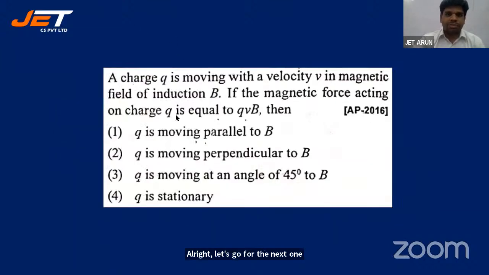A charge Q is moving with the velocity v in a magnetic field of induction B. If the magnetic force acting on charge Q is equal to QVB, then: Q is moving parallel to B, Q is moving perpendicular to B, Q is moving at an angle 45 degrees to B, or Q is stationary.